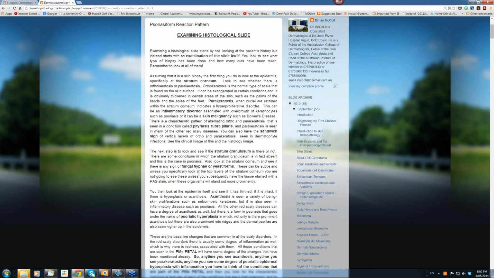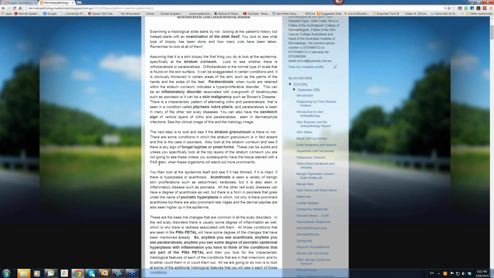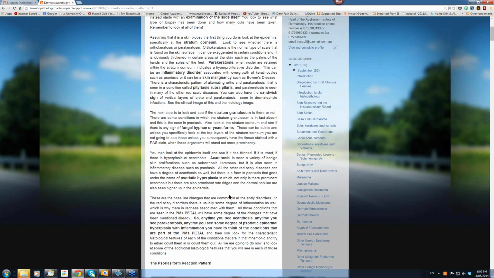The other thing you've got to look at that stratum corneum for, by the way, is to see if there's any sign of fungal hyphae or yeast forms. You may look at the slide and there's not an awful lot to see. But if you look carefully up at the stratum corneum, then you may see the fungal hyphae. Now, as I say, it can be subtle. You've got to look there. Sometimes you have to use a PAS stain so that these will stand out more prominently.